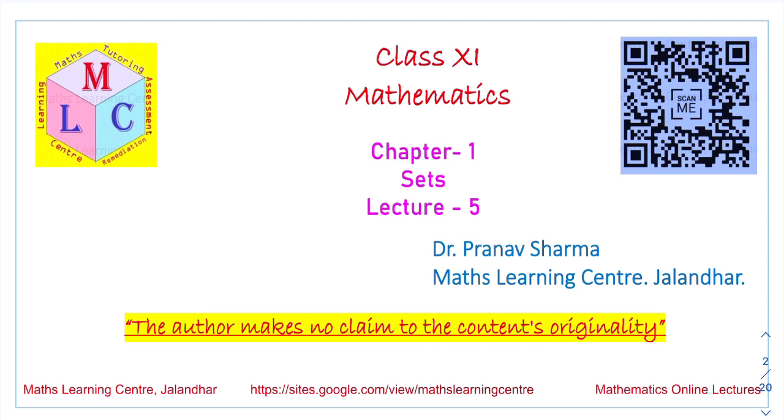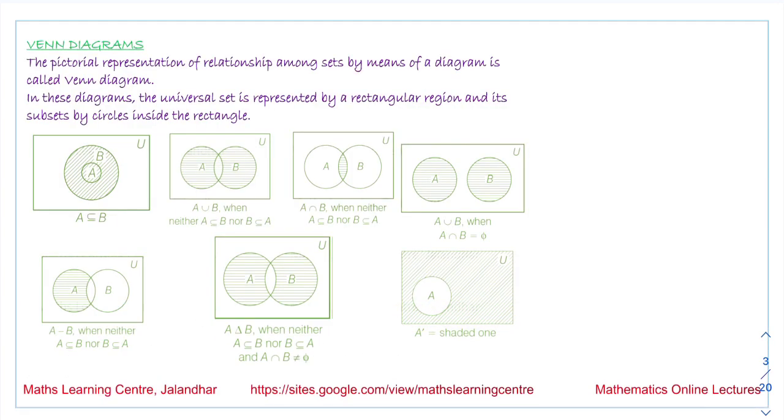We are going to start now the next lecture, lecture 5 of chapter 1, class 11th mathematics. In this lecture, we will talk about the Venn diagrams. We have seen this term Venn diagram in our previous lectures also. The definition is: the pictorial representation of relationship among sets by means of a diagram is called a Venn diagram.